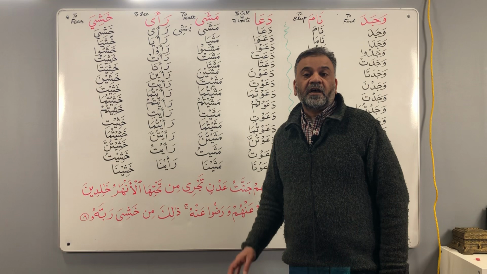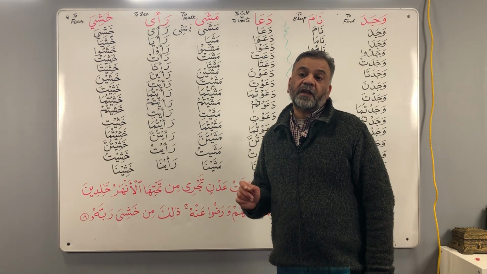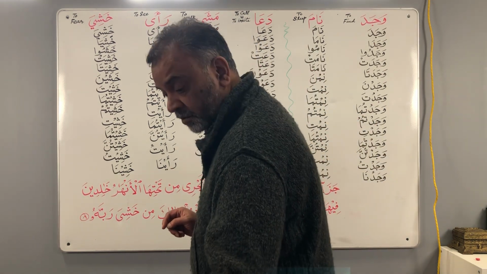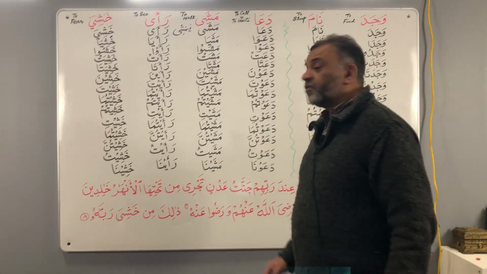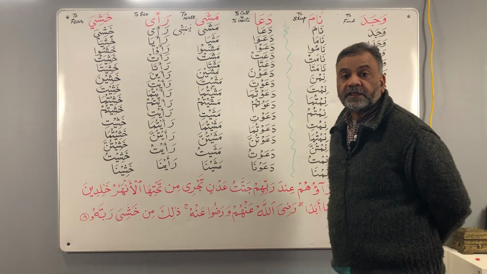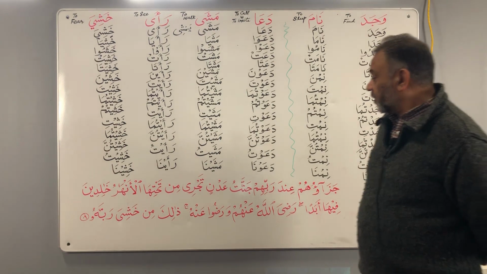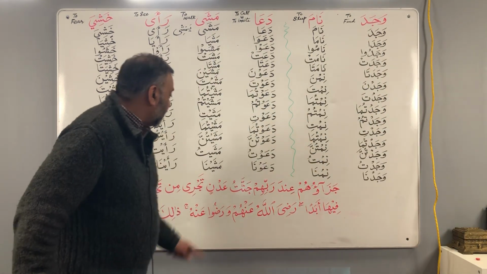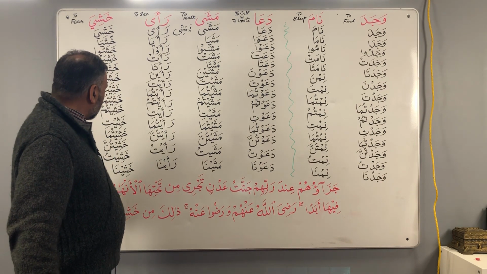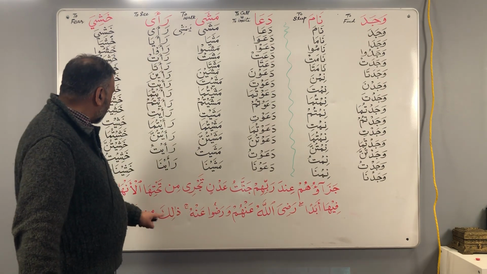So we need to identify. In this ayah, Allah subhanahu wa ta'ala is using weak verbs, and we have to identify them. Okay, so what is the first weak verb that the class identifies? Just look at this ayah. Jaza'uhum inda rabbihim jannatu adnin tajri min tahtiha al-anharu khalidina fiha abada radiyallahu anhum wa radu anhu zalika liman khashiya rabbah.